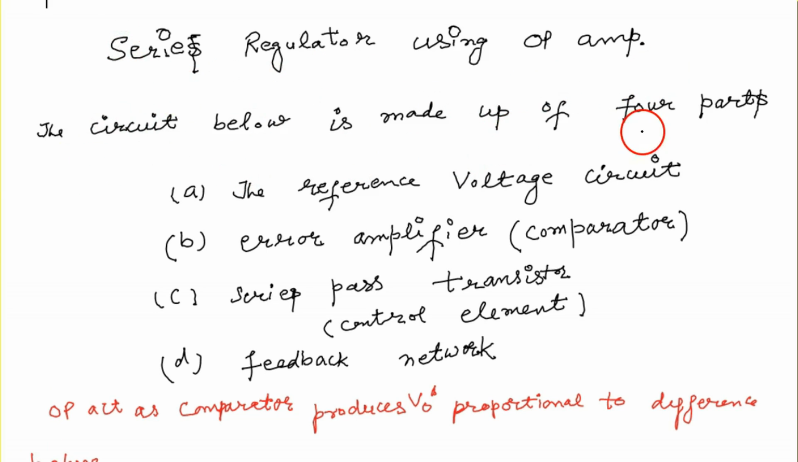Series regulator using op amplifier. It has 4 parts. Number 1, the reference voltage circuit. Number 2, error amplifier, which is called comparator. Number 3, series pass transistor control element. Number 4, feedback network.